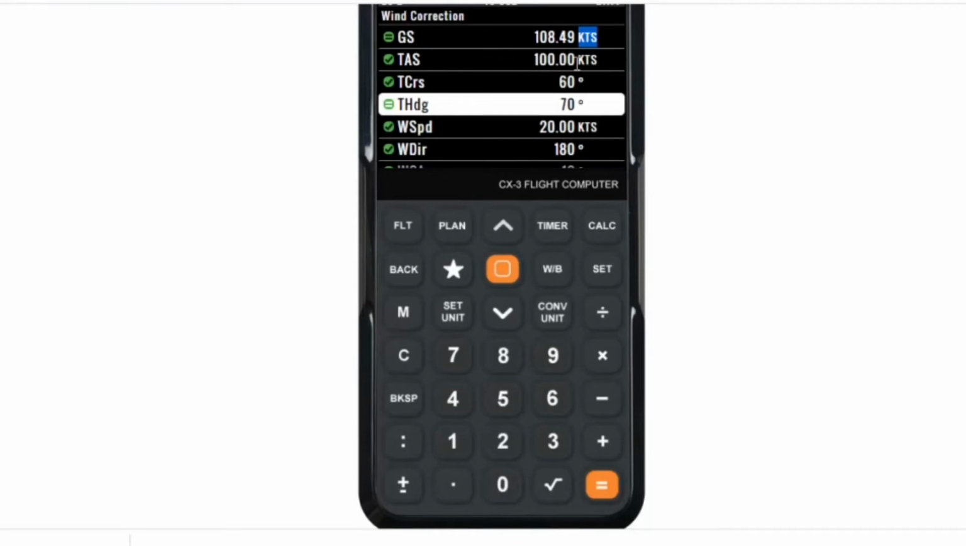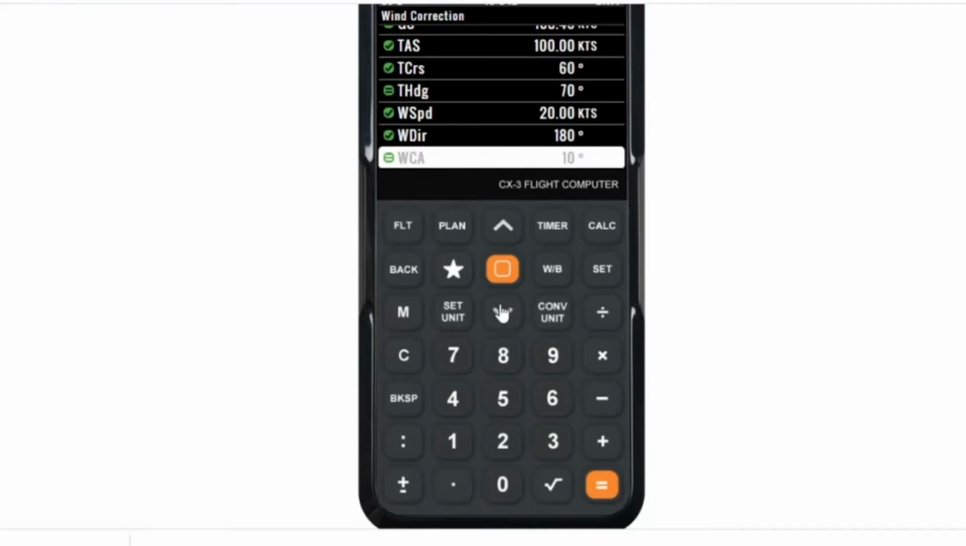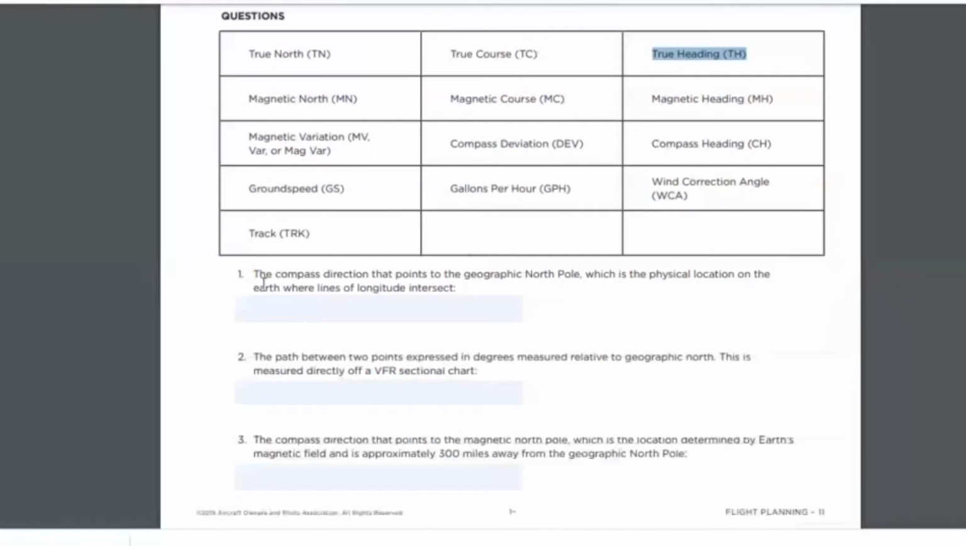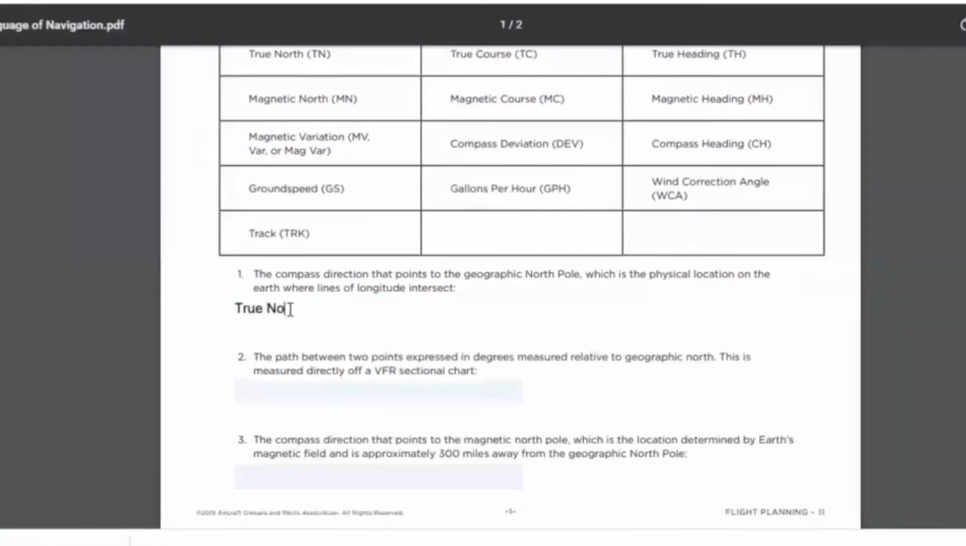That's one of the things that the flight computer can do, whether you're using a CX3 or an E6B. You can now calculate your true heading and your ground speed, and it says down at the bottom your wind correction angle. So these directions are important. Let's just answer these real fast. It says, number one, the compass direction that points to the geographic North Pole, which is the physical location on the Earth where the lines of longitude intersect. Okay, the geographic North Pole is the true north.